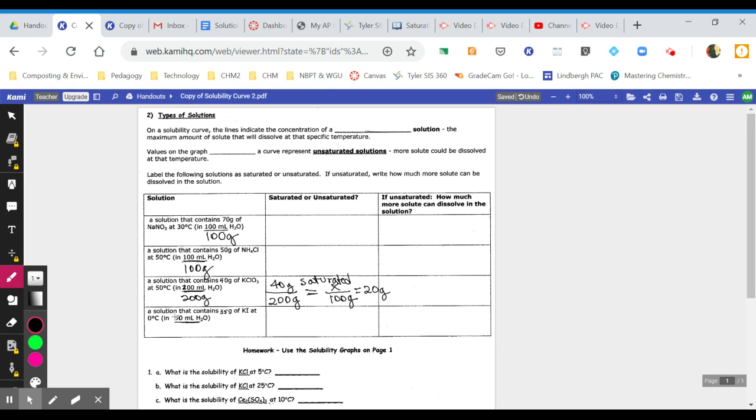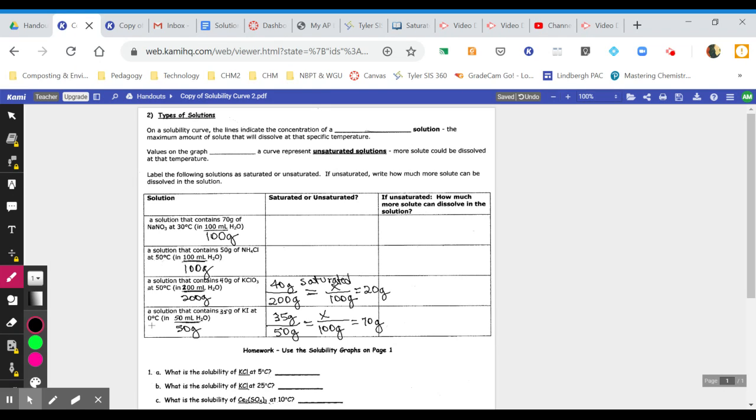This last one says there's a solution containing 35 grams of KI at 0 degrees Celsius in 50 milliliters of water. And again, that 50 milliliters is really 50 grams of water. So we're going to make our ratio again. This is 35 grams in 50 grams of water. We want to know what it would be on our graph, and our graph has 100 grams of water. So again, this 50 has been doubled to make 100. So if we double the top, that number would be 70 grams of KI.